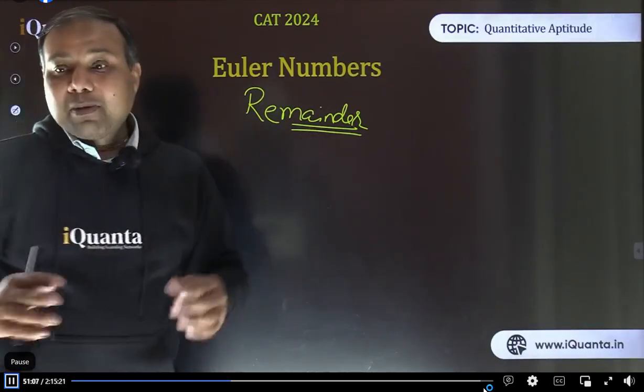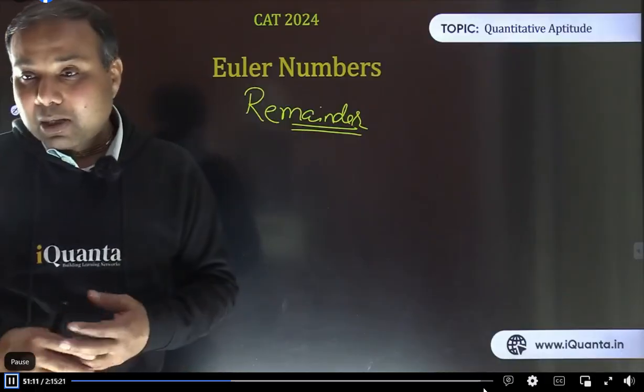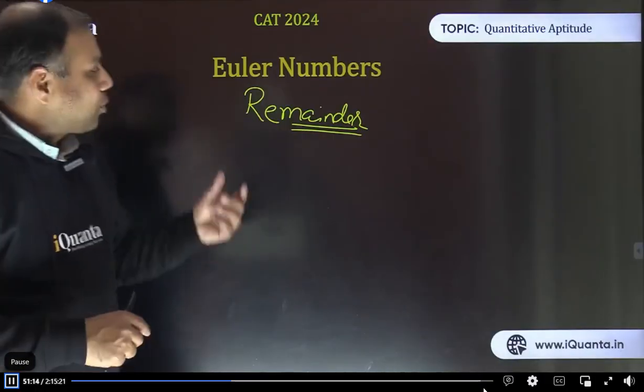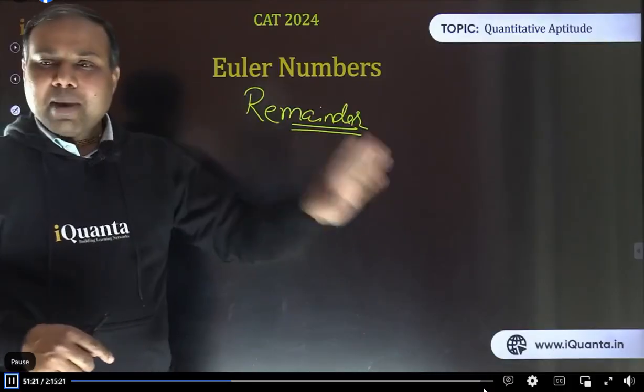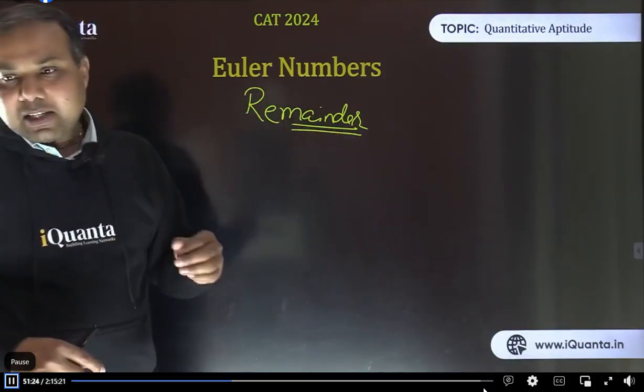But there can be various numbers. There can be very large numbers also. Some of you are asking, what about large numbers? If you have a large number, how do you calculate the remainder with a particular divisor? In CAT and all other exams, we get direct questions: find the remainder of a particular number with a divisor. So how do we go about that?